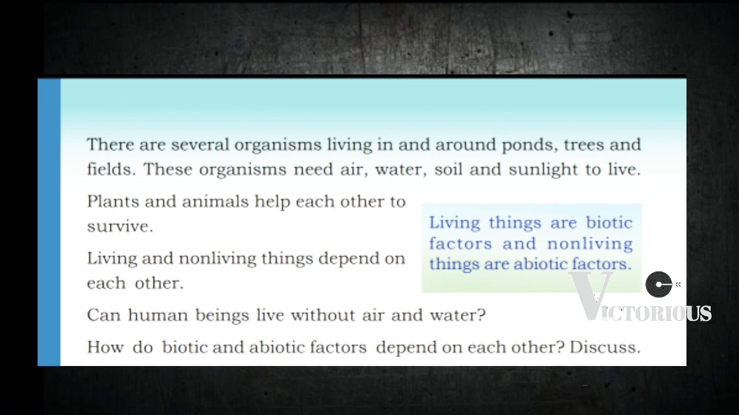How do biotic and abiotic factors depend on each other? Do you understand what is biotic? Biotic means living things. Abiotic factors means non-living things. So these biotic and abiotic factors depend on each other. What we discussed already is the same thing. Living things are biotic factors and non-living things are abiotic factors. So write this point in your EVS diary first. Okay, ready?